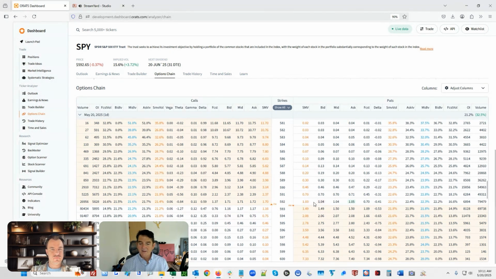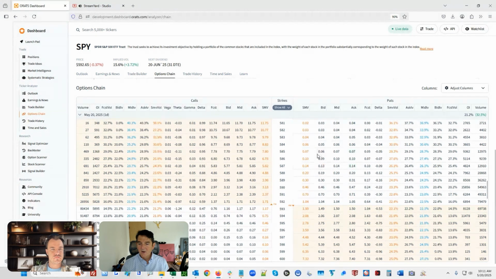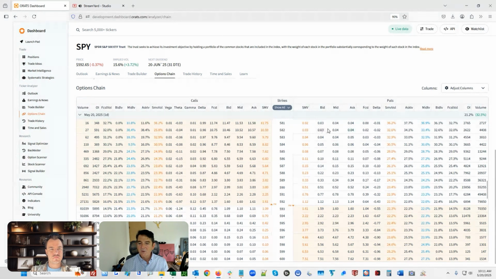So that is what the SMV is kind of saying right here. And we're going down, and okay, this is a good one. The 582 is 3 cents at 4 cents. We have them worth 3 cents. This one has to be worth less, but this is the same. It's 3 cents at 4 cents. We have them worth 2 cents.